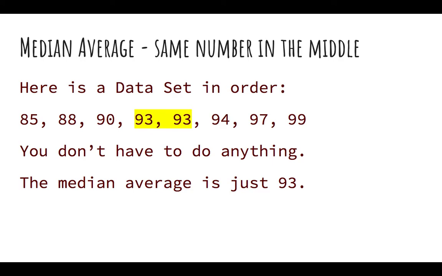Also, another thing to note with median average is that if there's 2 numbers in the middle, then you don't have to do anything if they're the same number. So 2 numbers in the middle that are the same, you just say 93 in this case would be the median average.